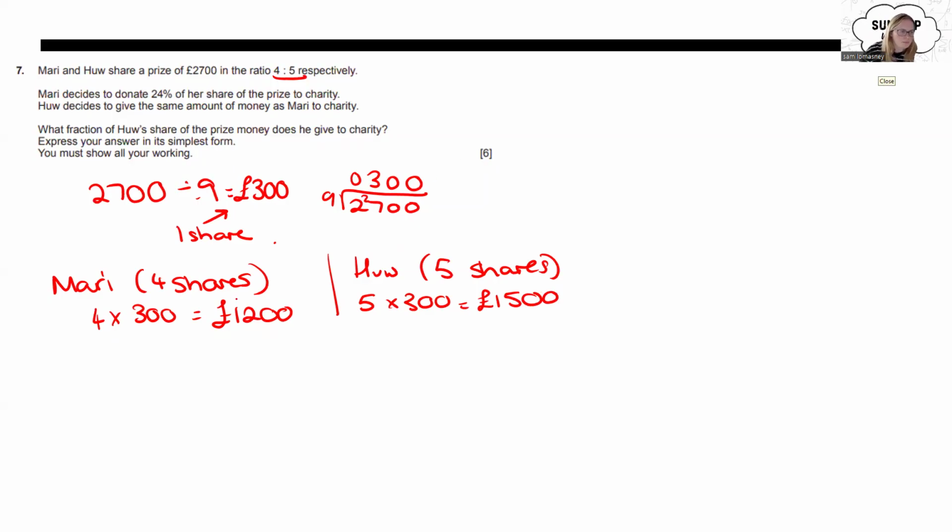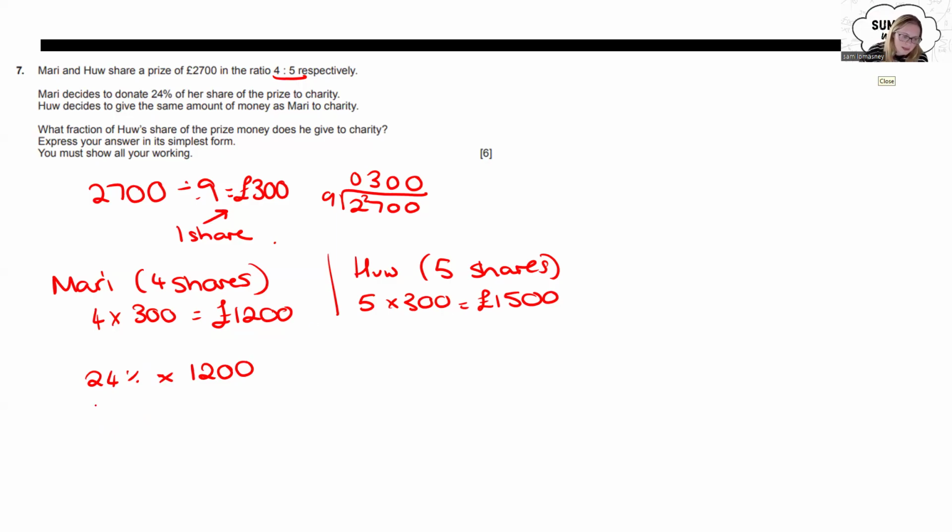Now, Mary donates her money. So 24% times 1,200. Remember, whenever we want to say "of", we just write the times sign. Get that into our heads that we're doing that, because it's given us our method marks quite a lot of the time. 24% of 1,200.